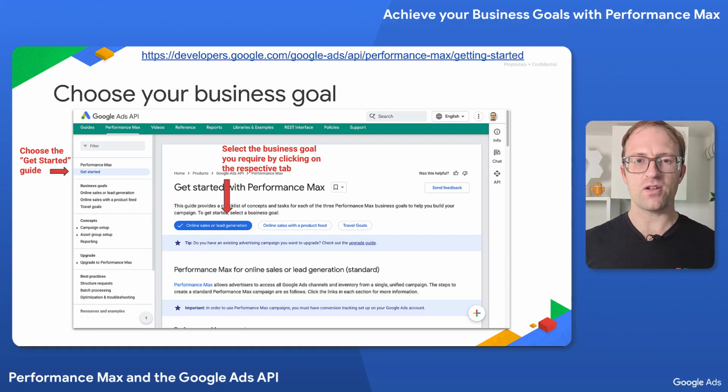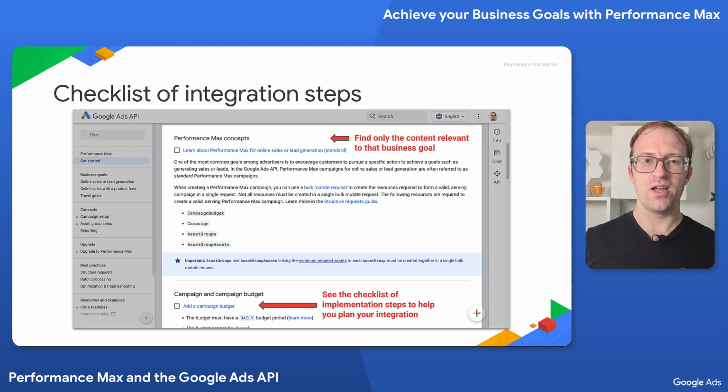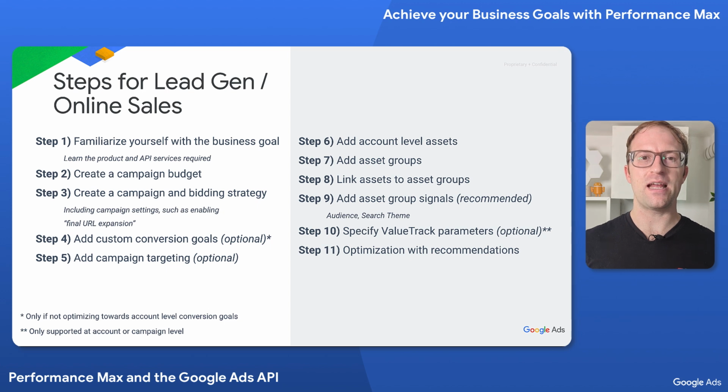So this is a screenshot of our PMax Developer Getting Started Guide. You can see at the top you have the option to select a business objective. As you do, the page changes to show you what is required for implementing that goal using Google Ads API. Familiarize yourself with the steps as required and follow the links to the relevant sections or references to understand more. To save some time, I've summarized the steps here.